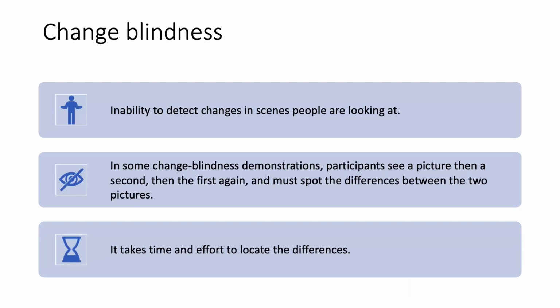Change blindness. Change blindness is the inability to detect changes in scenes people are looking at. In some change blindness demonstrations, participants see a picture, then a second, then the first again, and must spot the differences between the two pictures. It takes time and effort to locate the differences.